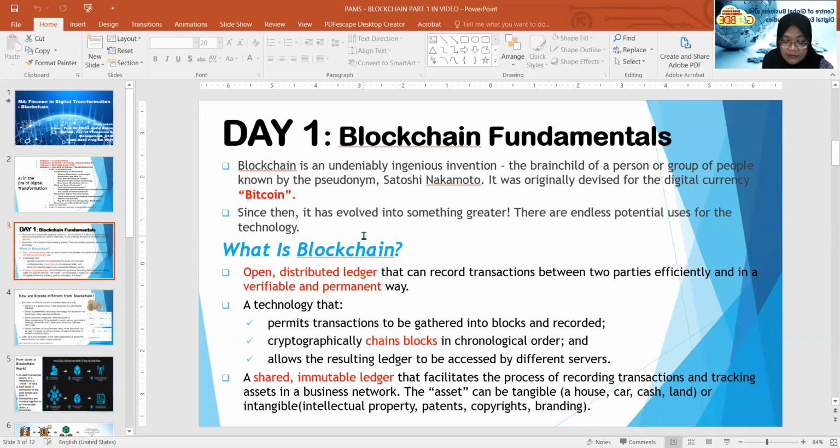But what is blockchain? There are several definitions that you can see on the slide, but for non-technical people like us, users instead of developers of the technology, the gist can be clearly understood from the last definition. It says blockchain is a shared, immutable, that means cannot be changed, ledger or record that facilitates the process of recording transactions and tracking assets in a business network. These assets can be tangible, like house, car, cash, or land, or intangible, like intellectual property, patents, copyrights, and branding. Virtually anything of value can be tracked and traded on a blockchain network, therefore reducing risk and cutting costs for all involved. In super simple terms, a blockchain is a computer file for storing data.